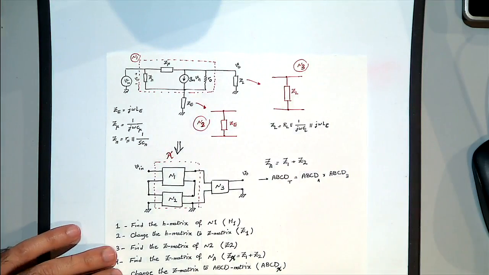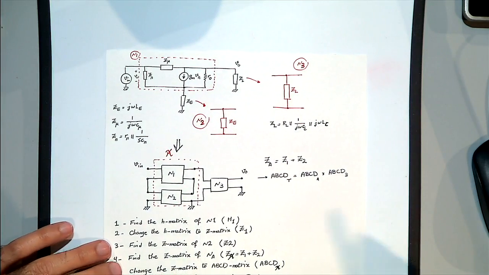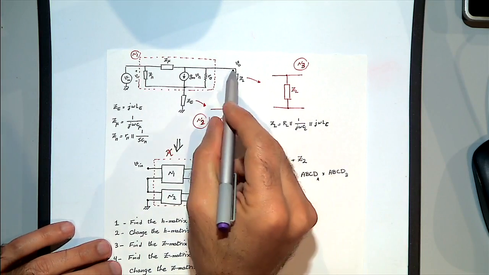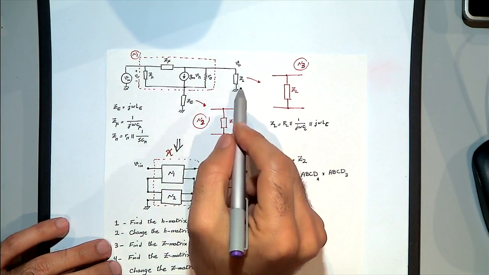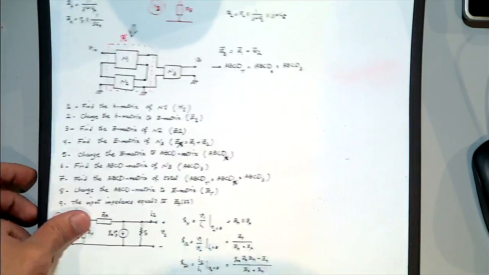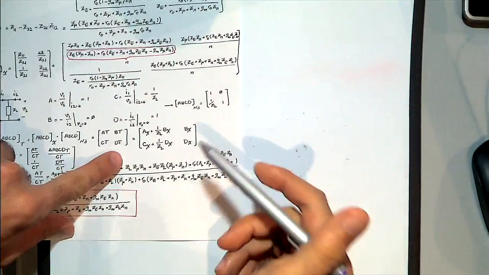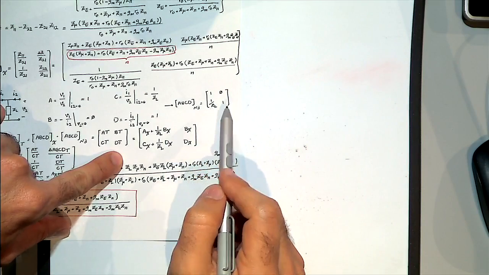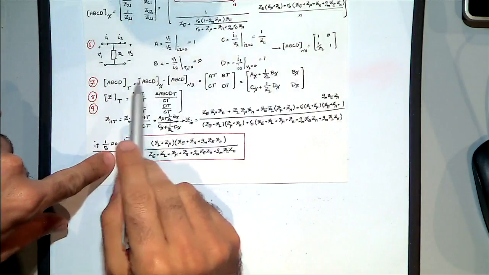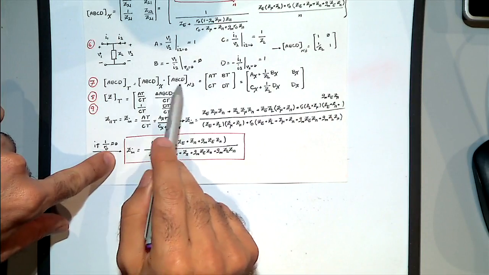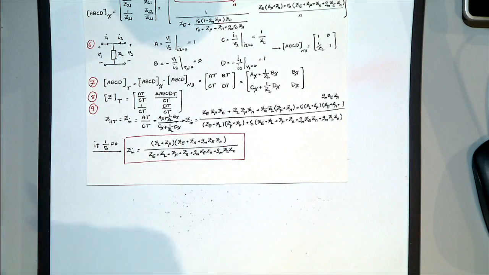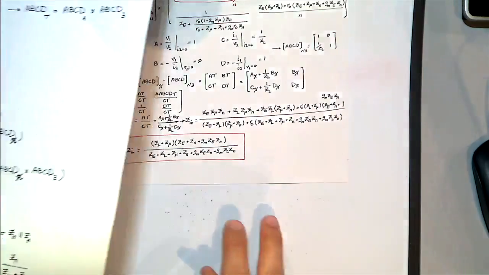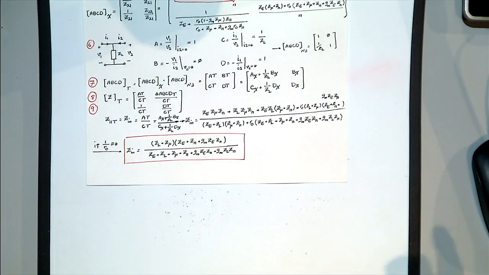Again, it's simple. It is available in the lecture note, but it's the ABCD matrix of a simple load, okay? Which is this one. I mean, the ABCD matrix of a simple load is this one: 1, 0, 1 over Z_L1. And then I multiply the ABCD matrices of these two to find the ABCD matrix of the whole thing. And then I just change the ABCD to the Z matrix. And then we know that Z11 is the Z_in of our circuit. Okay?